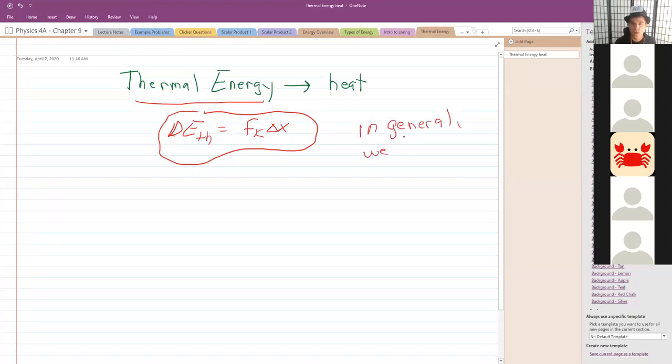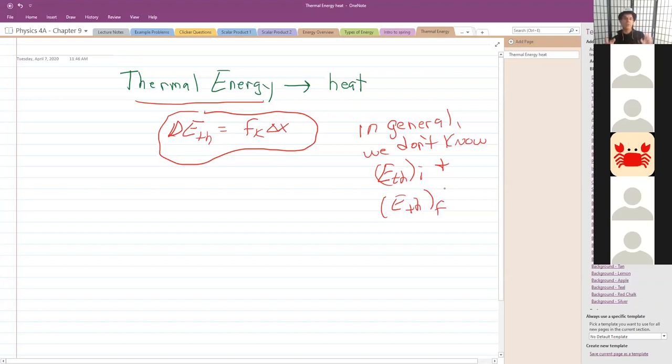we don't know my initial thermal energy and my final thermal energy. What I can tell you is if friction is present, a certain amount of heat is going to be generated. I can tell you how much heat was generated, but what I can't tell you is what was the thermal energy beforehand, what was the thermal energy afterwards.